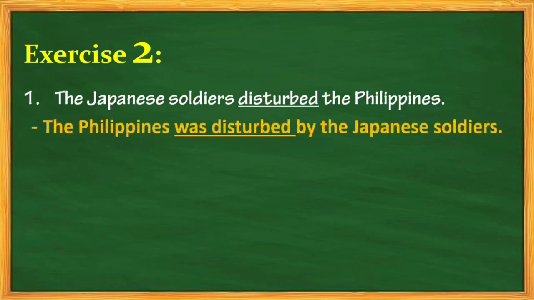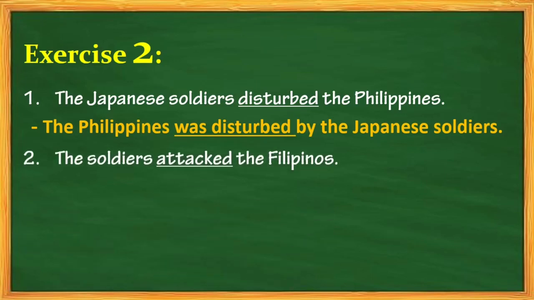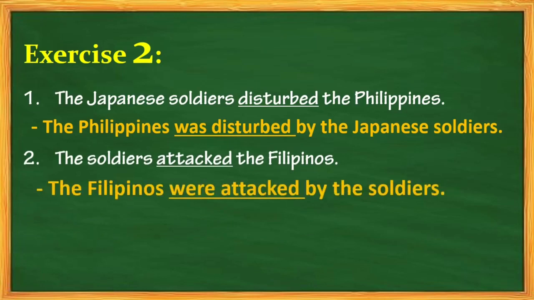Number 1, the Japanese soldiers disturbed the Philippines. The answer is, the Philippines was disturbed by the Japanese soldiers. Number 2, the soldiers attacked the Filipinos. The answer is, the Filipinos were attacked by the soldiers.